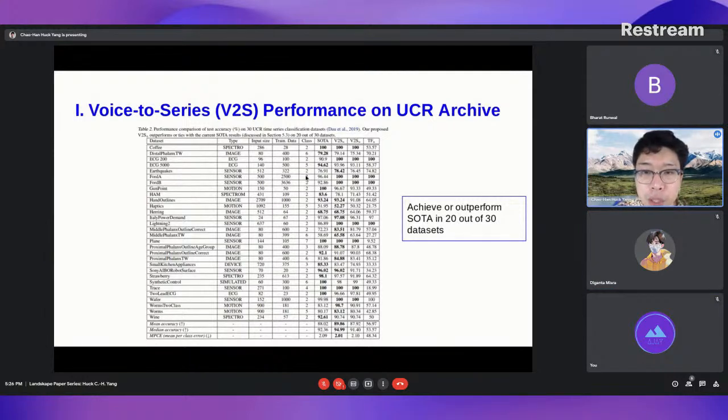And for the SOTA, we include a lot of time series processing methods, including digital signal processing methods like wavelet-based methods and dynamic time warping, and also deep neural network based methods. If you are interested in the details, you can look at section 5.3 in the paper. But I would say the comparison is not fair to us because some of the approaches actually ensemble a lot of different models for the prediction.